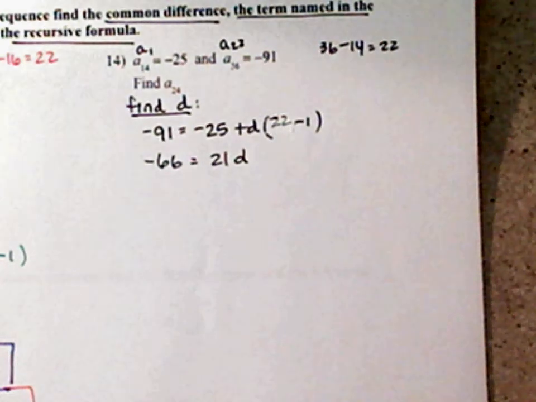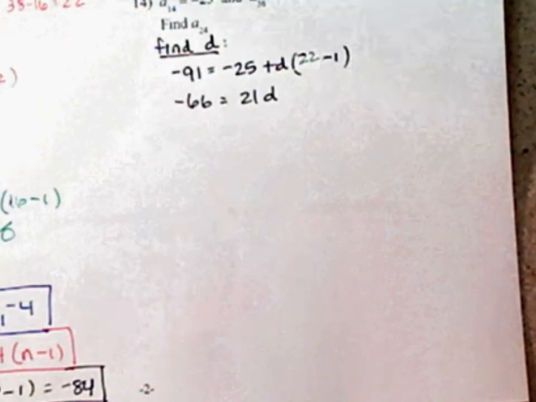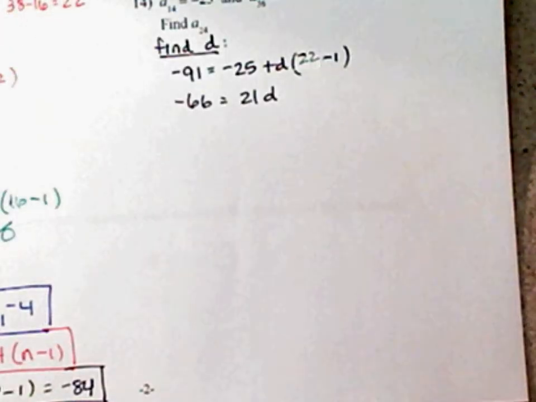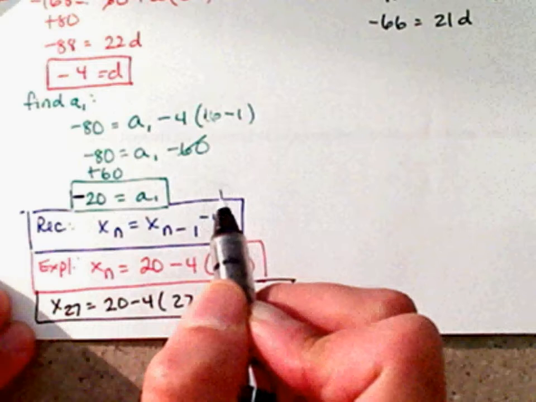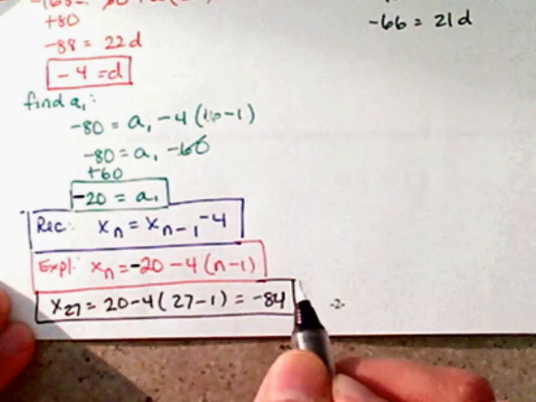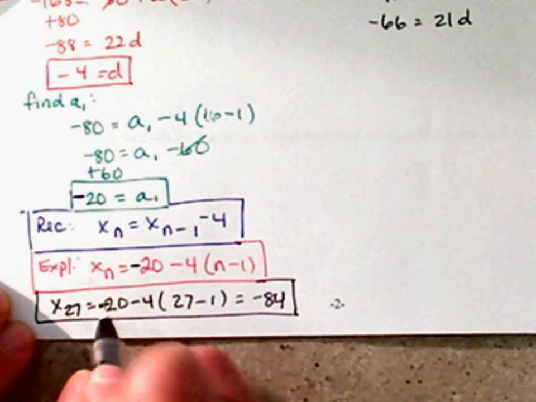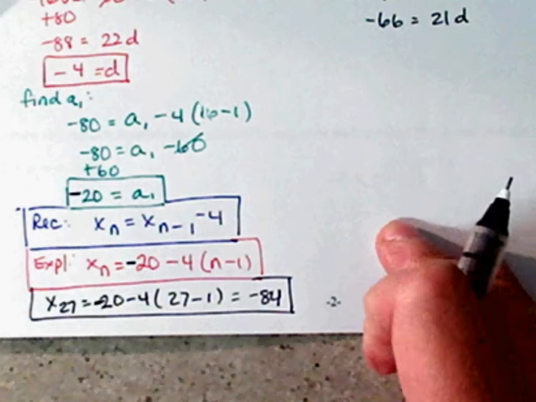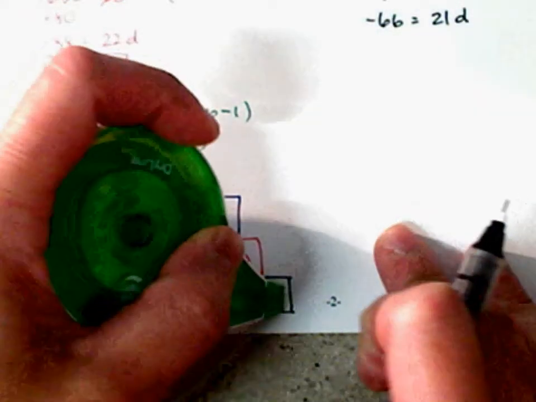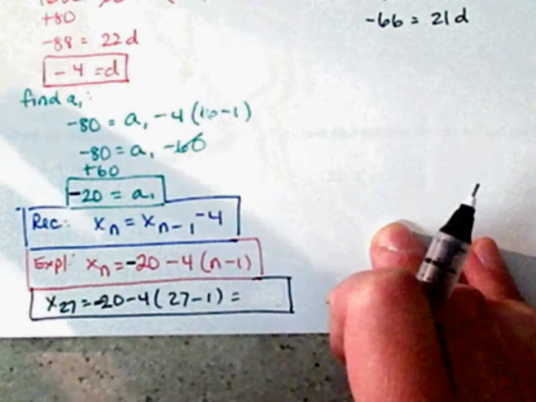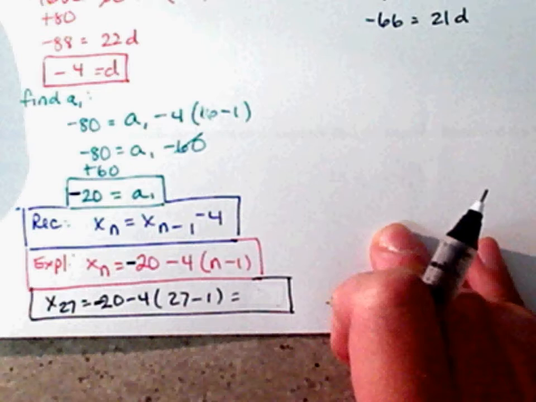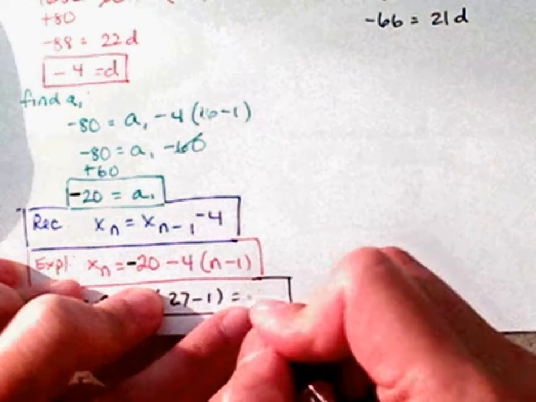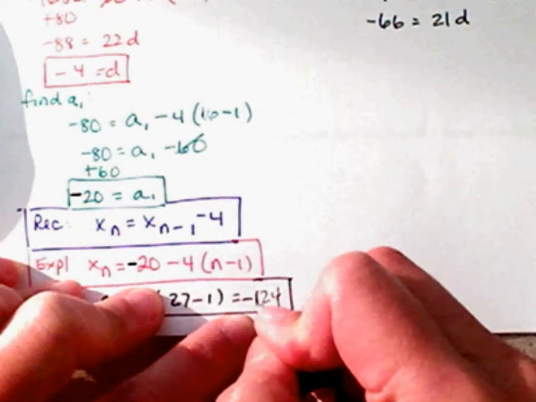Oh, by the way, let's go back to something real quick. This right here, my apologies, this should have been a negative 20. That changes that to negative 20. I gotta fix that. I just noticed that, and it would bother me. So that's not 84. Negative 20 minus 4 times 27 minus 1 gives you negative 124. All right, there we go.